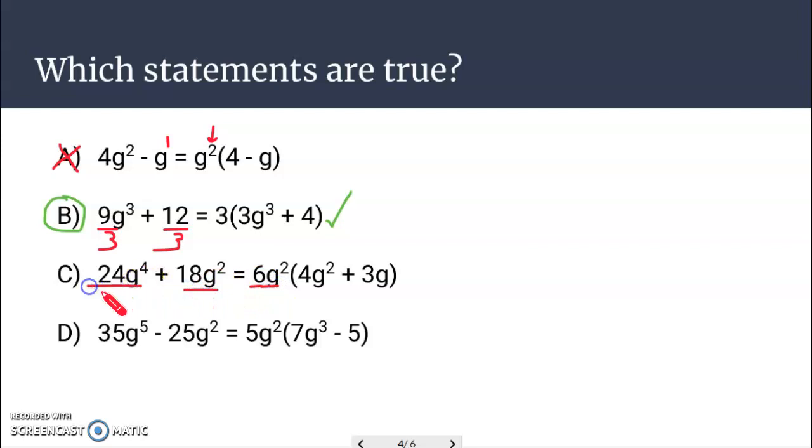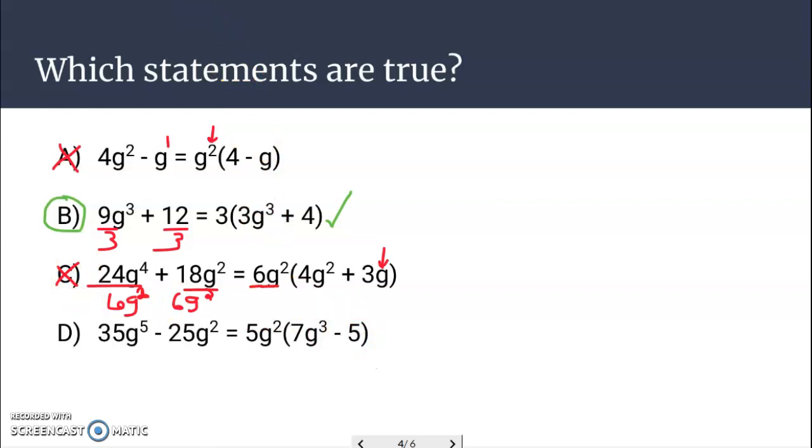Let's see if they did in fact factor correctly. We'll divide both sides by 6g squared. 24 divided by 6 is 4. g to the fourth divided by g to the second is g to the second. 18 divided by 6 is 3. And g squared divided by g squared should cancel out completely, but they have a g here. This should just be 4g squared plus 3, so this is incorrect.